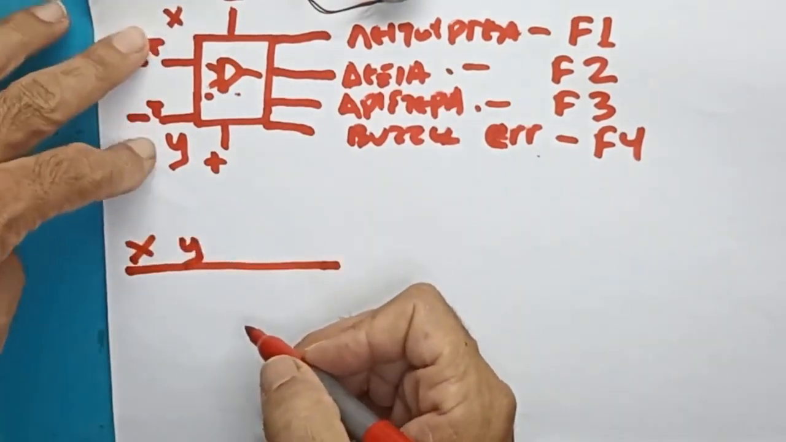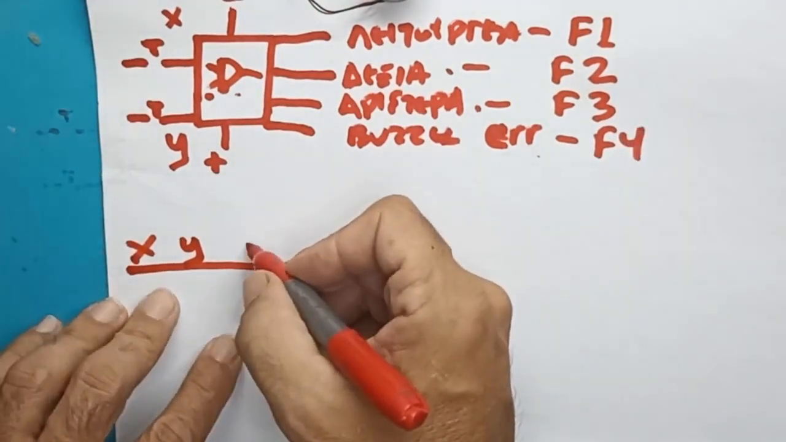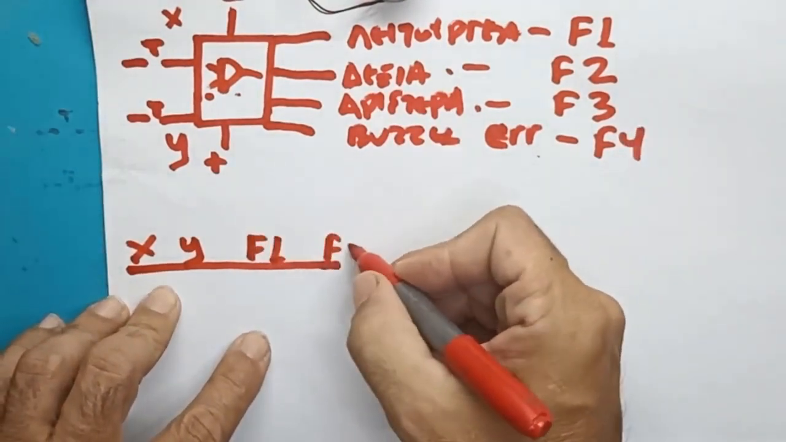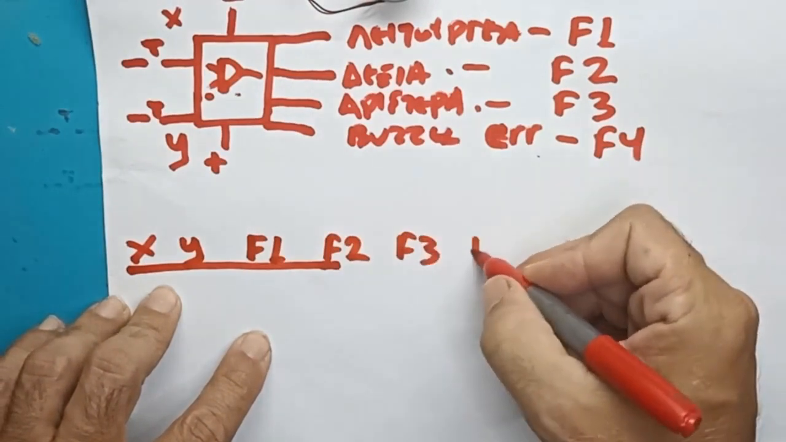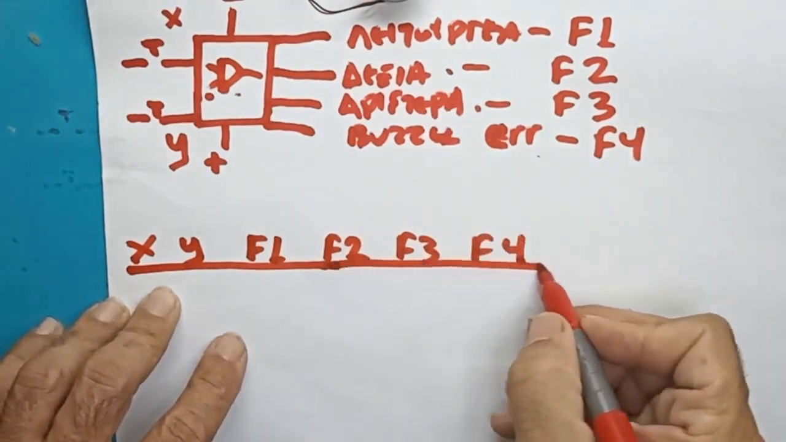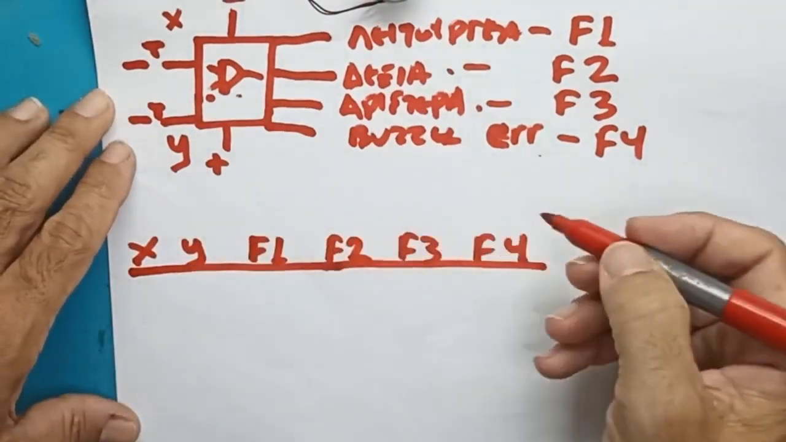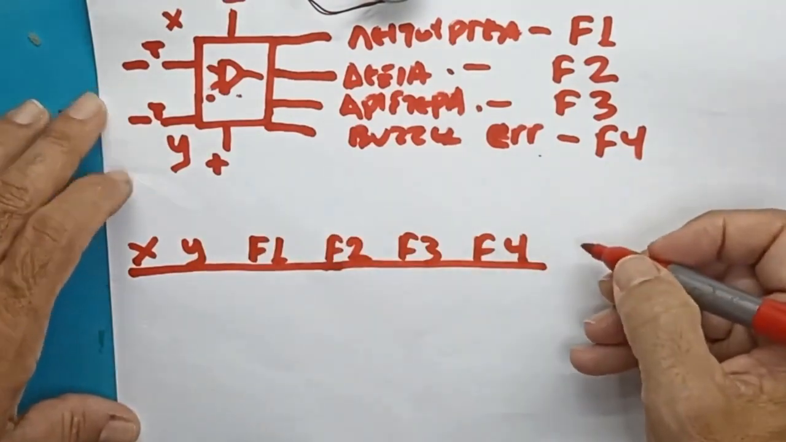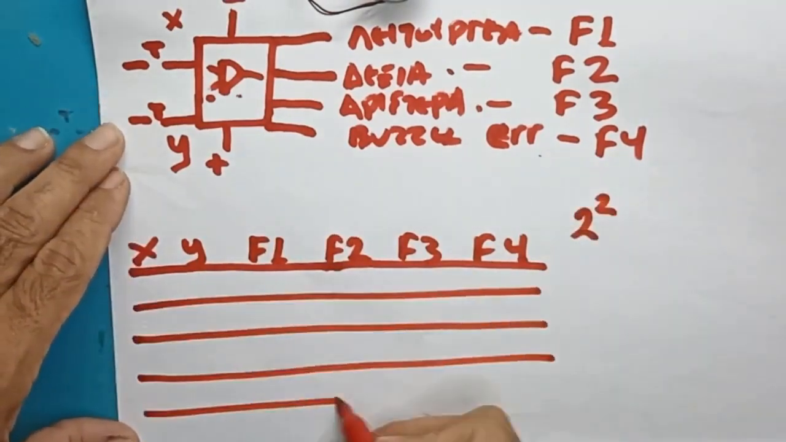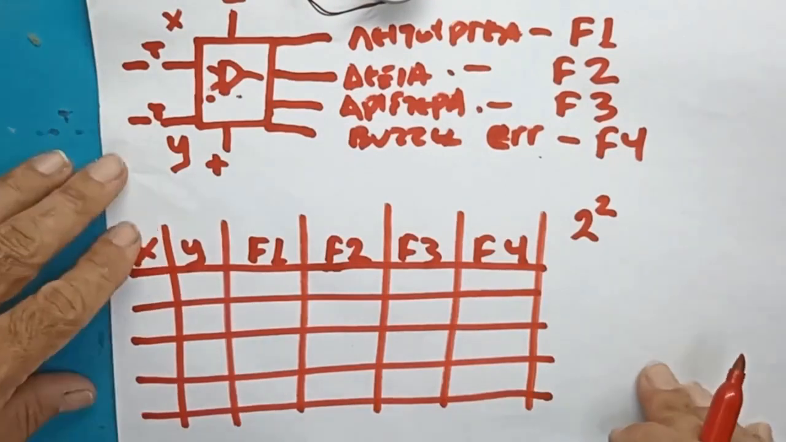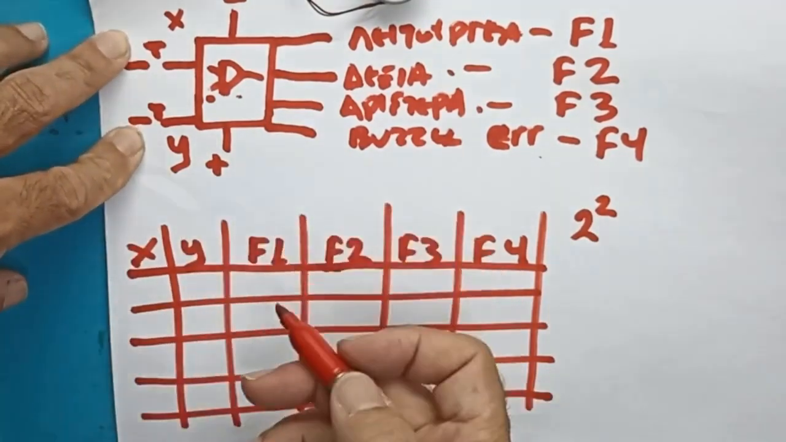Let's also create the truth table. Inputs X and Y and functions F1, F2, F3, F4, and let's do it together a bit. Because we have two variables, X and Y, for the combinations that can be made on the buttons, the maximum is 2 to the power of 2, meaning we will have 4 rows and 6 columns. And now let's go.